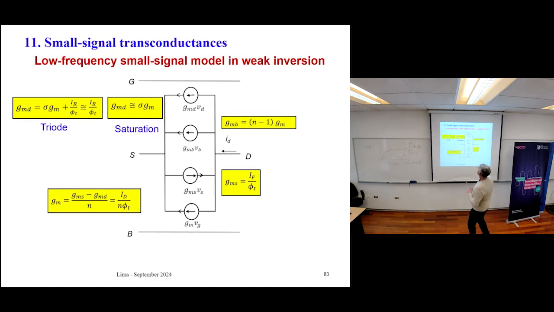All right. So this is the simplified model for the case of the subthreshold region, or weak inversion, or when the transistor has a current which is exponentially dependent on the voltage.